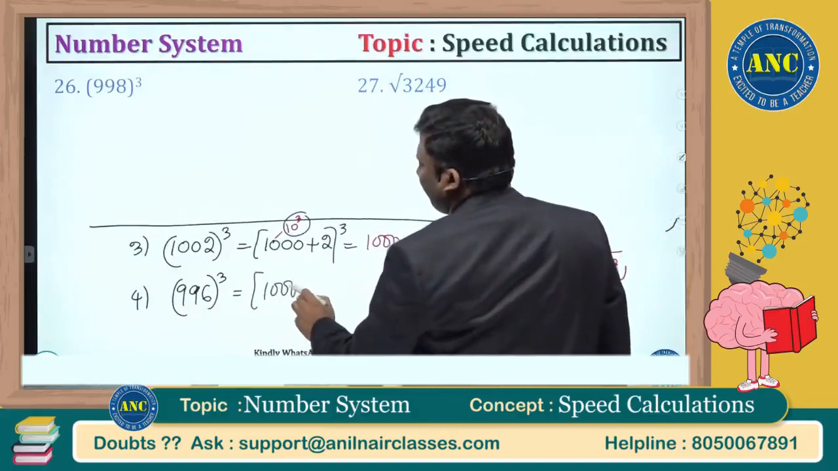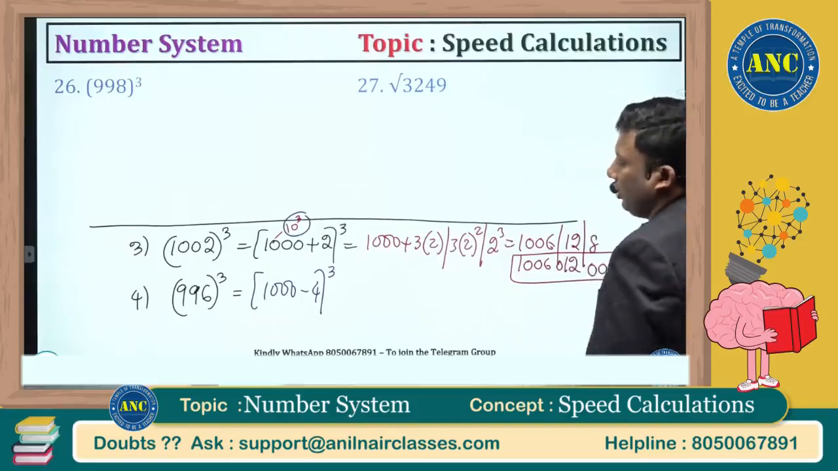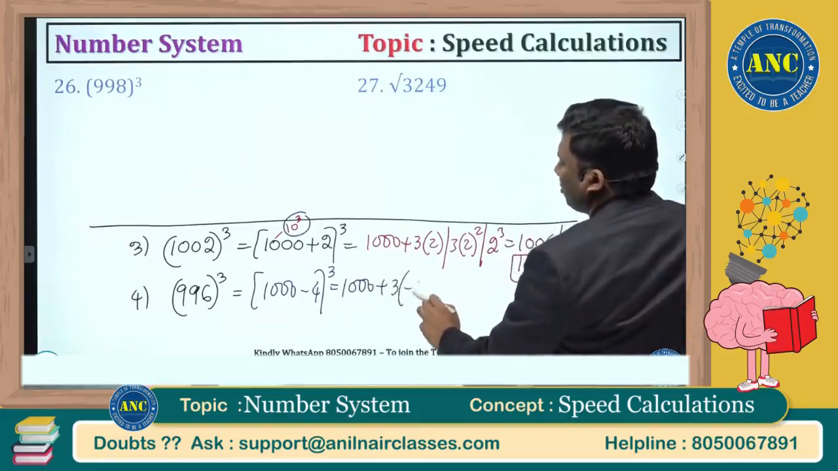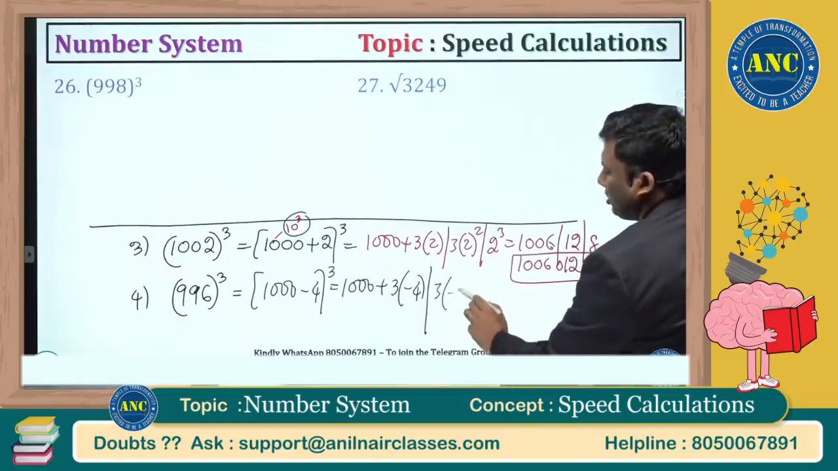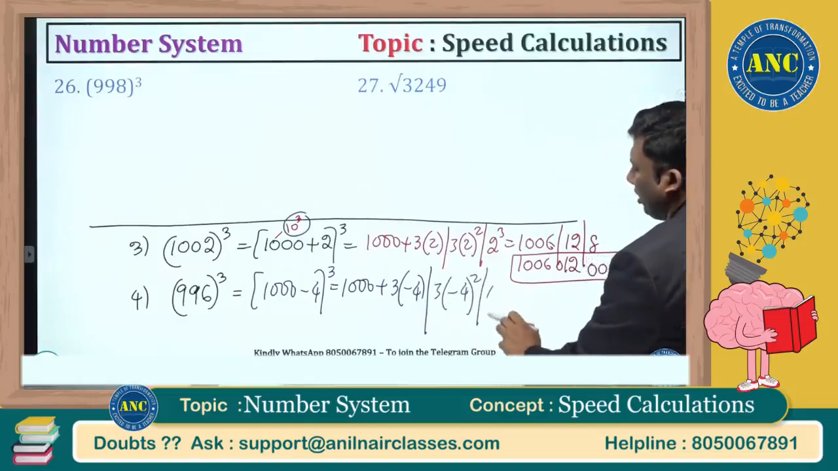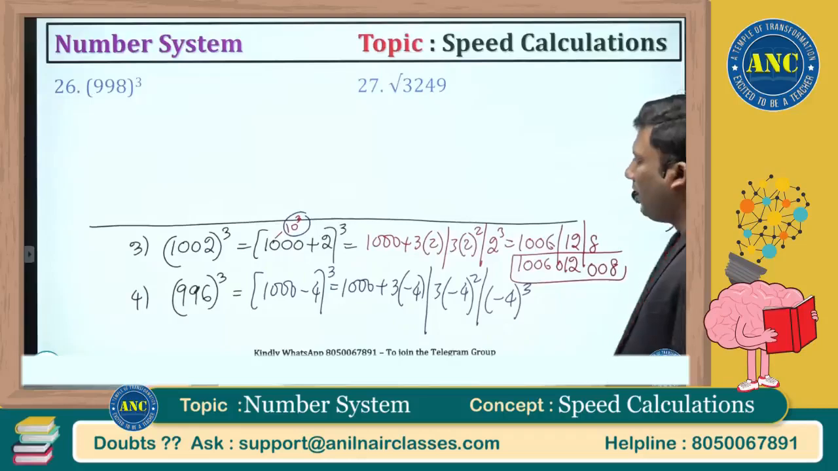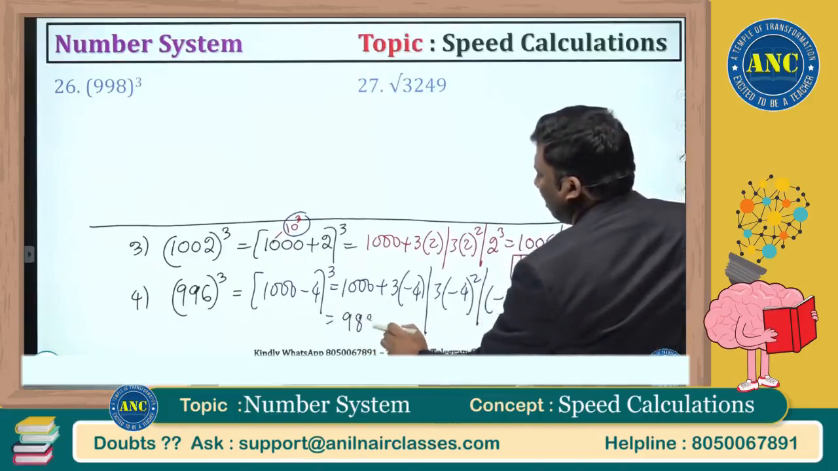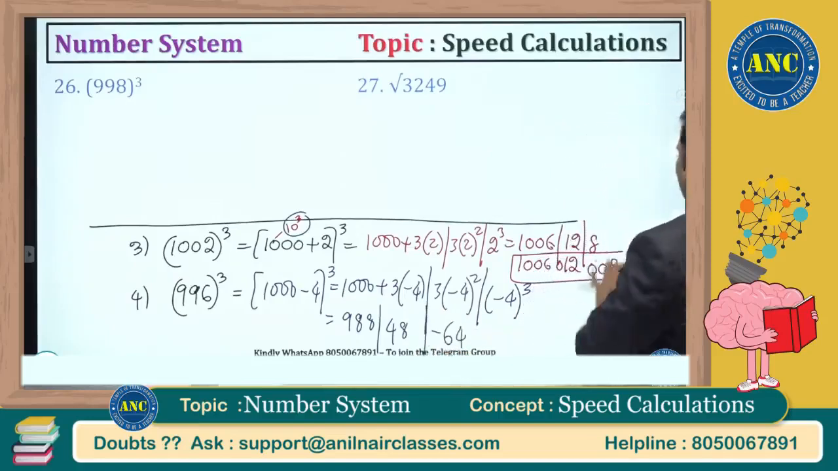Now 996, which is 1000 minus 4 power 3. So these are defined as b cube, next 3 b square x, next 3 b x square, next x cube. 1000 plus 3 into minus 4, then 3 into minus 4 square, and minus 4 cube. 1000 minus 12 is 988. 16 threes are 48. Minus 4 cube is minus 64.